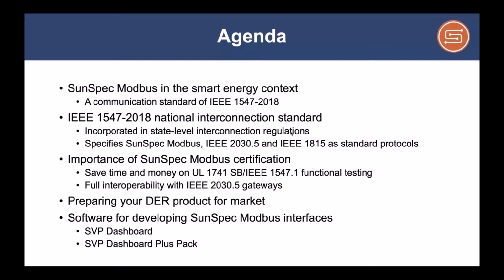In fact, IEEE 1547 now requires that every DER have at least one standard communication interface, where your choices are SunSpec Modbus or the two IEEE standards you see there, 2030.5 and 1815. So one final point about the IEEE 1547 National Interconnection Standard. It is adopted in each of the 50 states and incorporated into the state-level interconnection regulations.